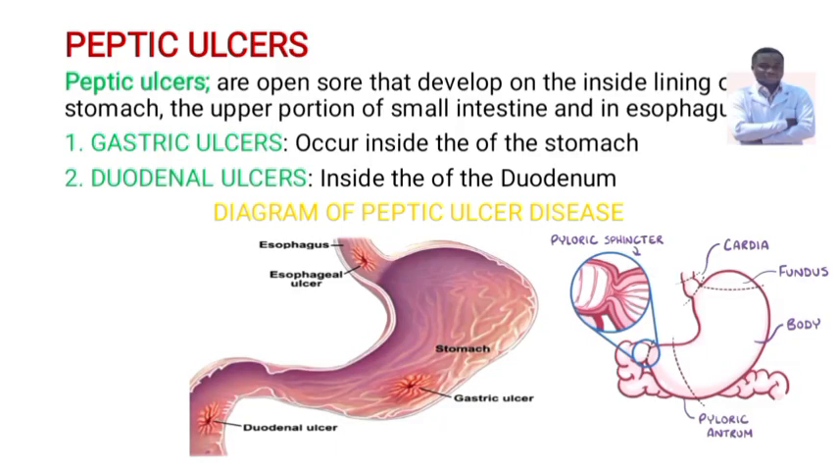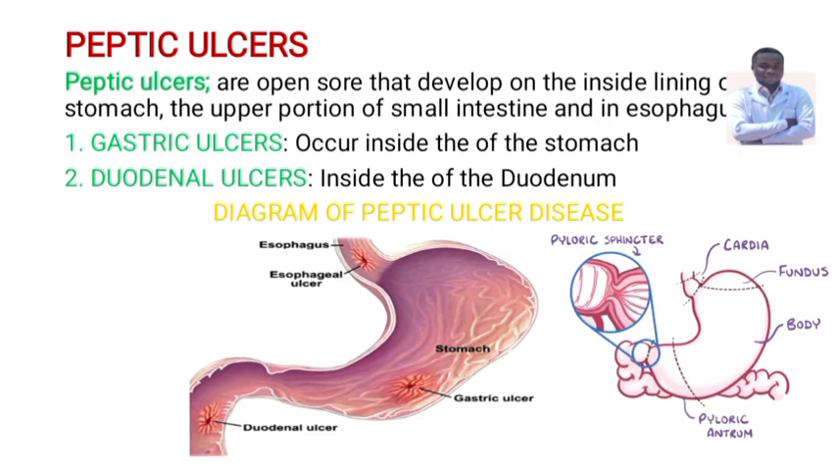Peptic ulcer disease: peptic means the stomach, and ulcer means the breakdown, lesion, or ulceration of the stomach. Peptic ulcers are open sores that develop on the inside lining of the stomach, the upper portion of the small intestine, and in the esophagus. The lesion occurs mostly in the stomach, in the small intestine, mostly the upper part, the duodenum, but also in the esophagus.